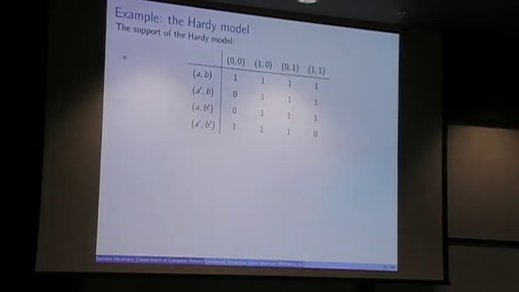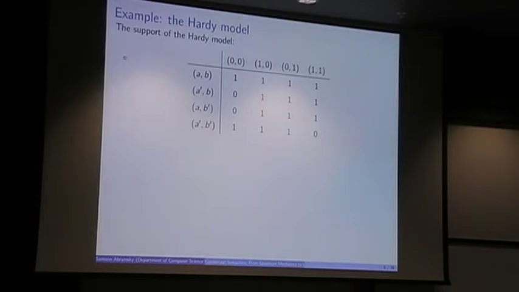Okay, let's look at another example which shows the same phenomenon in an even stronger form. And this comes from the construction due to Lucy and Hardy. And the reason I say that it's stronger is that I don't even have to write down the probabilities to see that there's going to be a violation of the Bell inequality. All I have to do is to write down the support of the distribution. So what you see here are entries 0 and 1. And here 0 means probability 0 and 1 means positive probability. So it's just the support of the probability distributions.